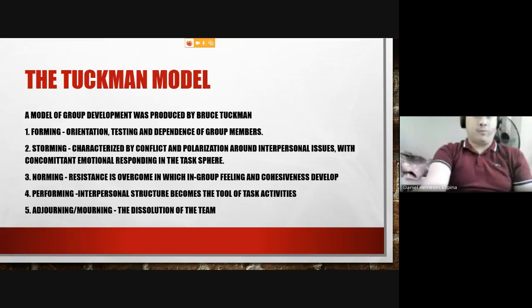So sa man storming, it is characterized by conflict and polarization around interpersonal issues with concomitant emotional responding in the task sphere. So when storming, dira na mo arise ng mga away-away, mga debate, mga conflict. Okay? But of course, dili lang personal. Related ra gyapon dapat sa project. So again, if you are the project manager, it's your task to manage this conflict.